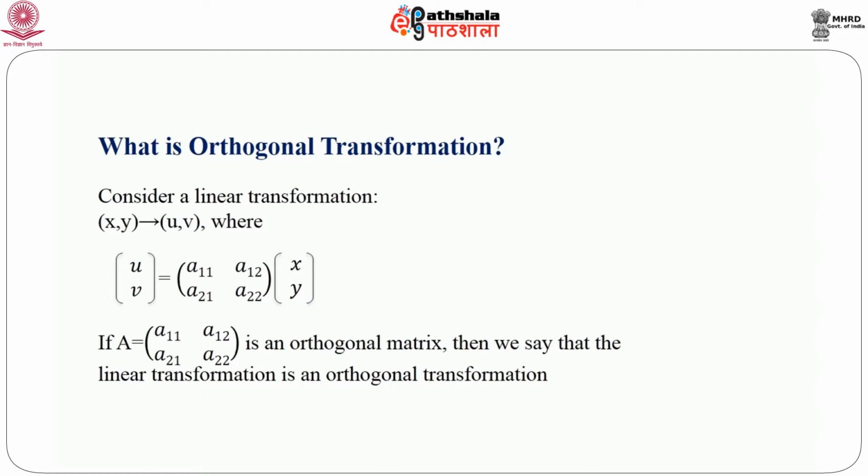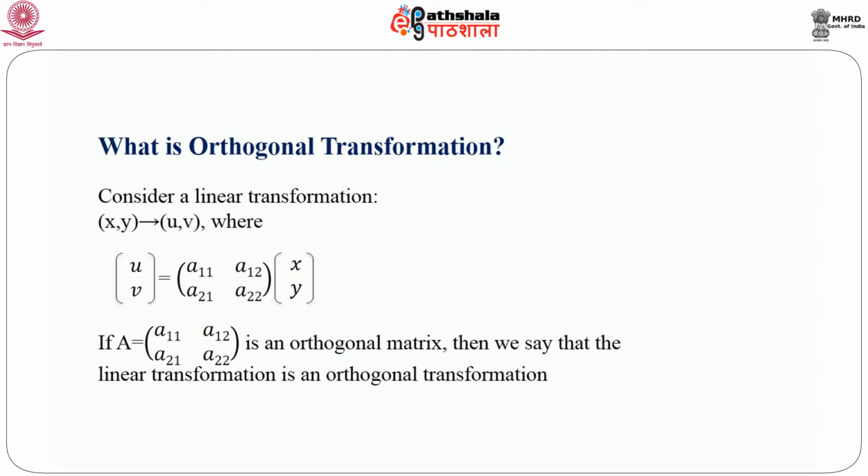Consider a linear transformation from the variables x, y to the variables u, v, where u, v is given by the following transformation with the help of the matrix A, which is a matrix of order 2 cross 2. If in particular this matrix A is an orthogonal matrix, then we say that the linear transformation is an orthogonal transformation. So a natural question that arises is, what effect does this orthogonal transformation have on the axis?